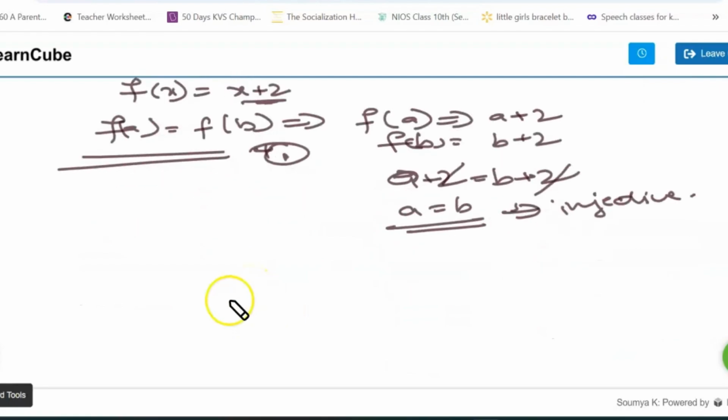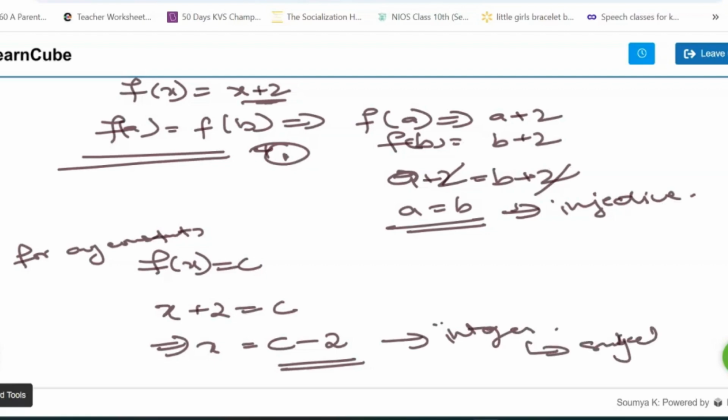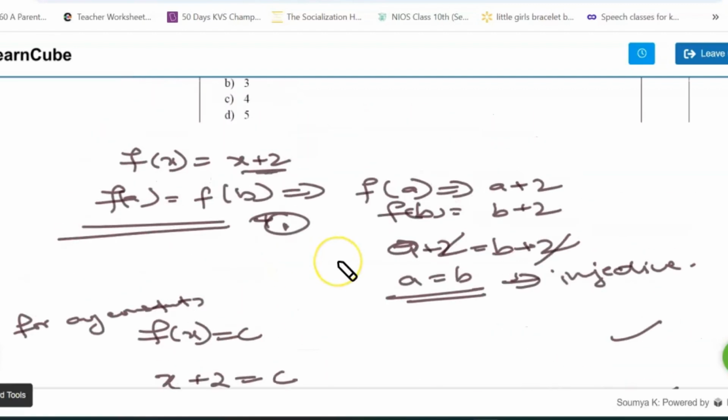Now what is the second condition? The second condition is, for any constant c, you have to find x such that f of x equals c. Here c is a constant value. So your f of x here is x plus 2, which is equal to c, and for x you can find a value like c minus 2. This will be an integer. Since this is an integer, you can say this is surjective. So your injective condition and surjective condition are both satisfied. Since both are satisfied, you can say it is a bijection.